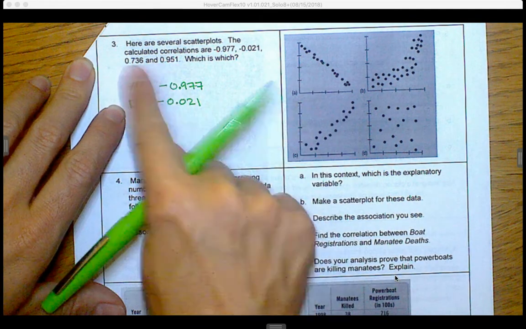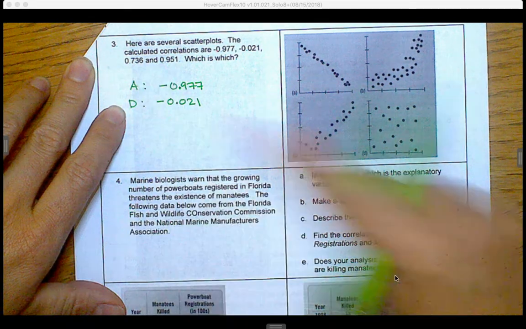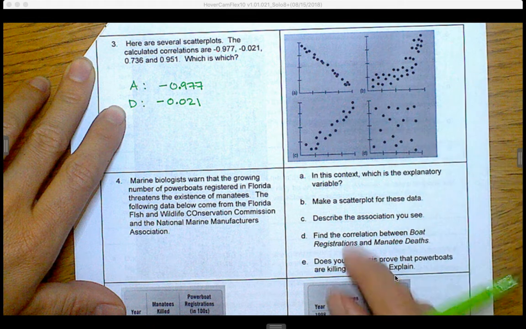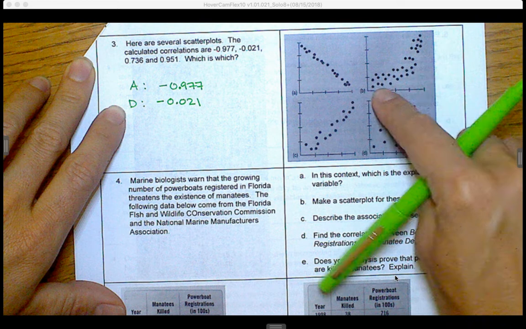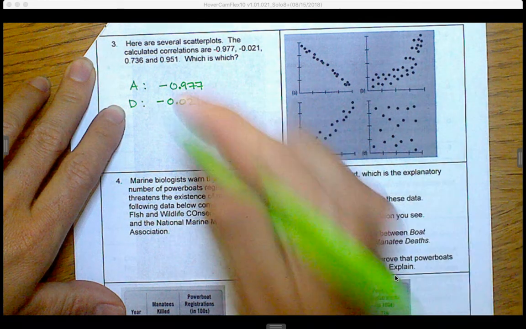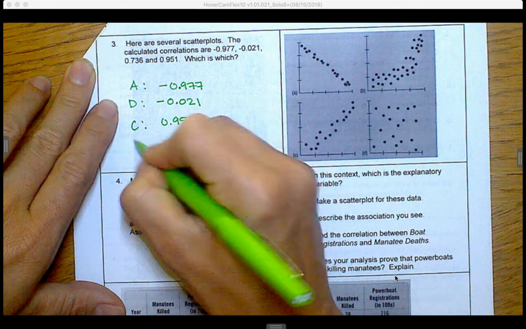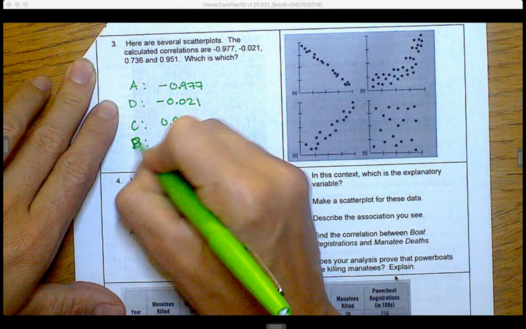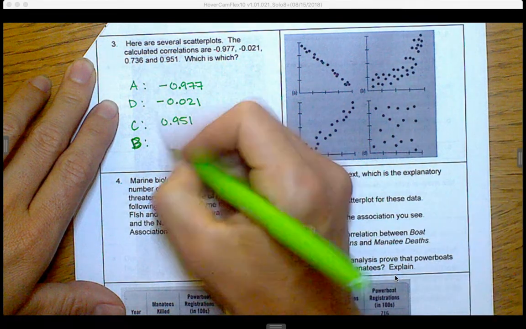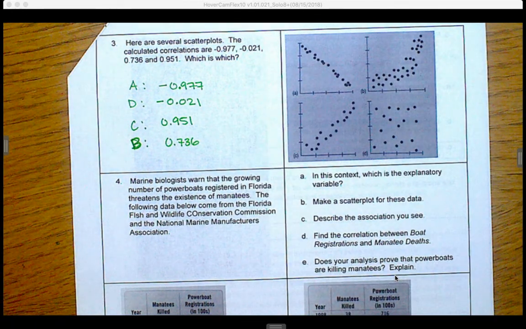Between these 2, this one here is stronger. This one is weaker. They're both positive. I'm definitely seeing that this one here looks stronger and this one looks weaker. So C is going to be the stronger one, 0.951, and choice B will be the weaker one, which is 0.736. Any questions there?